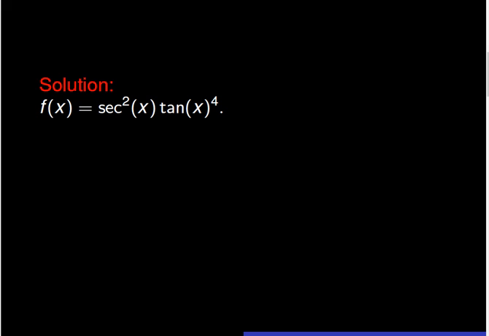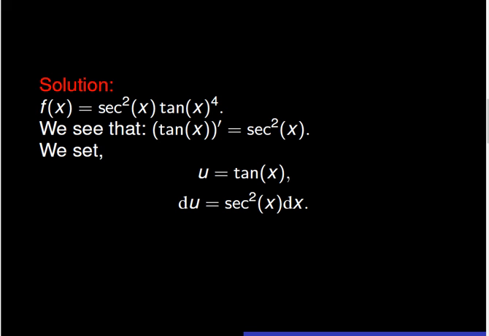In fact, the function we have to integrate is a product of multiple functions. We know that it is vital to check if among these functions we have a function and its derivative. If this is the case, we can use the substitution method. Observe that the derivative of tangent of x is secant square of x. In sum, we set u equal to tangent of x, then du equal to secant square of x.